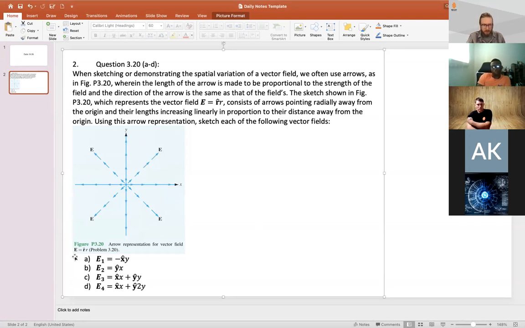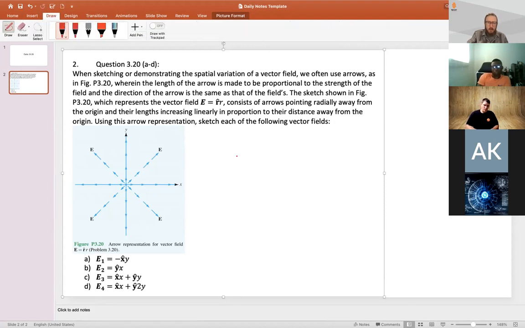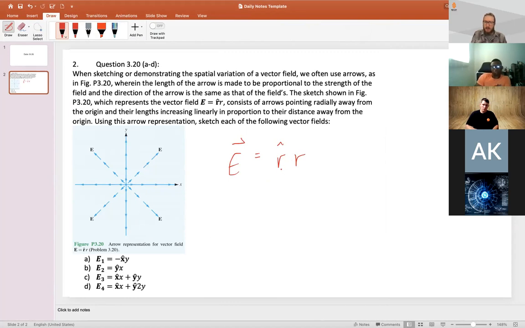And this example one is a sketch of the vector field E in polar coordinates. The vector field E in this example is in the r hat direction, and the magnitude is r. So if you go in this direction, this is r. The further out you go, the larger r gets. If we're close to the origin, r will be small, but the further out we go, it will be bigger.